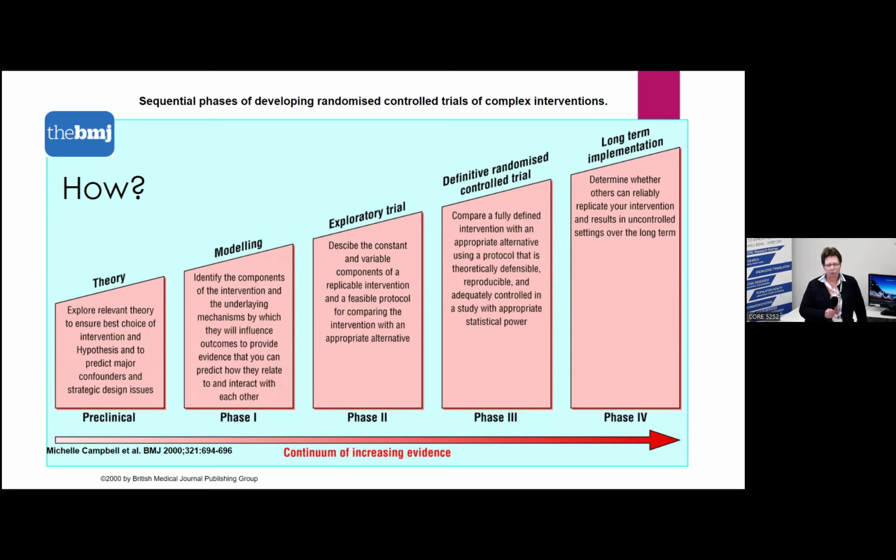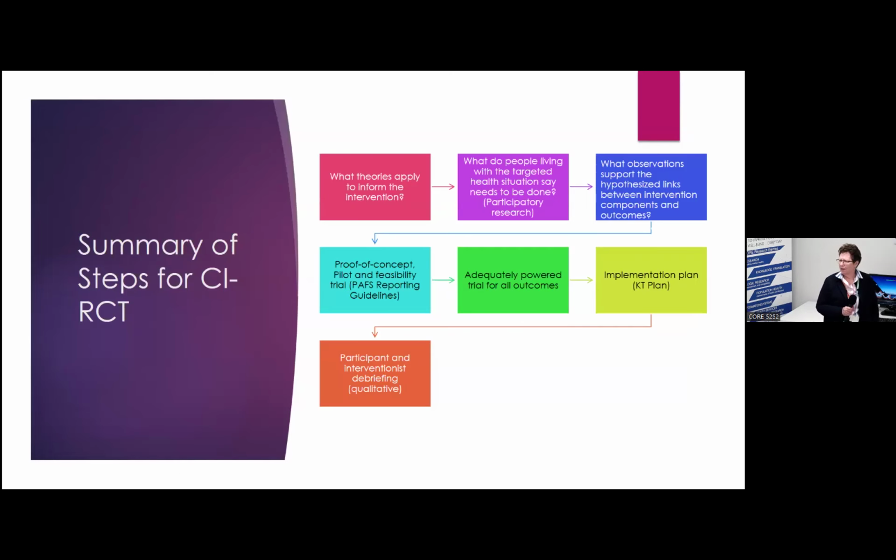Often there is an exploratory trial that is done. These can come under different names. There's proof of concept and there's pilot, and they're all quite different. Then you can do your definitive randomized trial, but in the long run, it has to be implemented because these are designed to be implemented. So I think I simplified that. These are the steps.